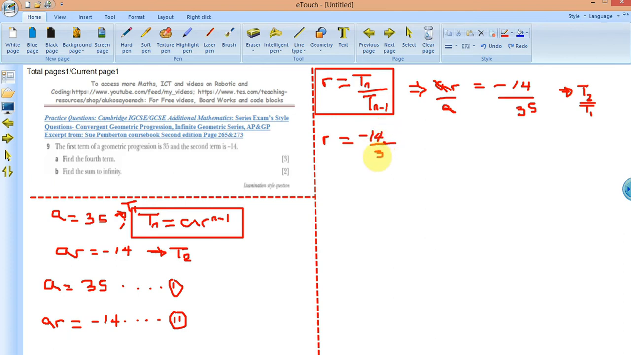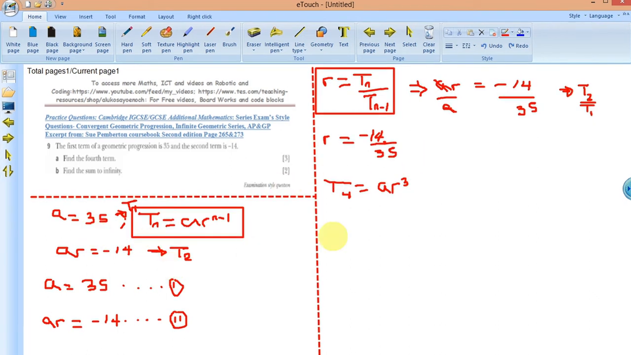Just keep it like that. Okay, let's go back to what we are asked to find. The fourth term, that is T4. If I want to use the general formula that states that the nth term is ar^(n-1), where n is 4 here, I'm going to have ar^3. That's 4 minus 1, raised to power 3. I have my a already, a is 35. I also have my r already. So just plug everything in there.